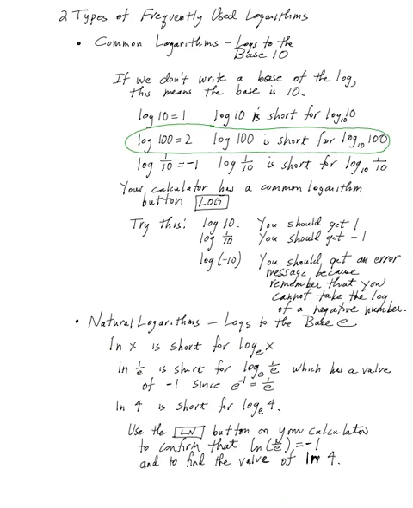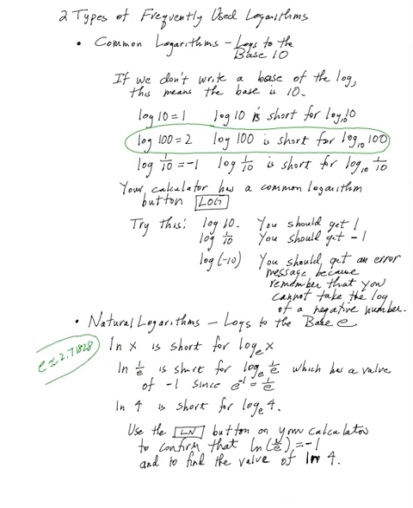Okay, natural logarithms are the logarithms that we're going to focus on in calculus. They're logs to the base e. Now remember, e is an irrational number. It's approximately 2.71828, I think. Again, approximately that because the decimals go on forever.